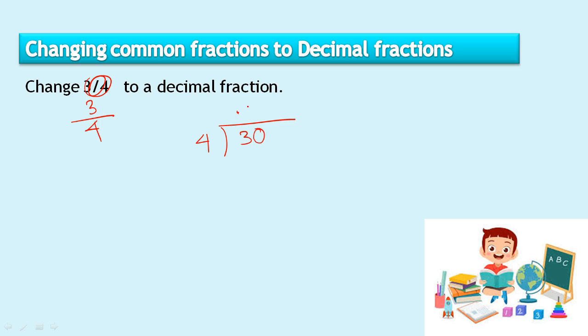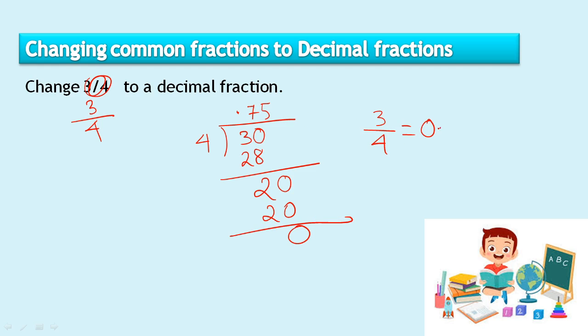Now 4 7s are 28. Okay, 2 is remaining here. Because of that point we can bring a 0 here, and we have 4 5s are 20. So finally we can say that 3 by 4 means 0.75. Now you can ask me where you got the 0. You can place a 0 here, nothing will happen, because there's a point, and before that nothing is there. That's why we can put a 0 here. So 3 by 4 means 0.75.